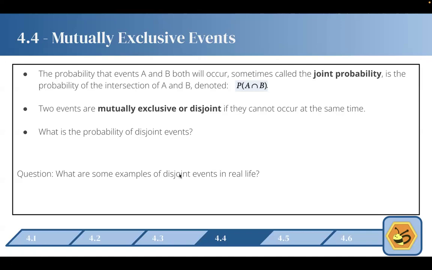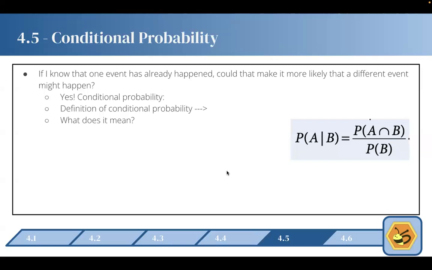All right, so let's go ahead and move to 4.5. You'll see these first couple are going to go by pretty quickly. Conditional probability. This is where it starts to get fun, right? If I know that one event has already happened, could that make it more likely that a different event might happen? And the answer is yes, right? So that's where conditional probability comes in. So what does this whole mess of a formula mean? Well, how we read it is the probability of A given B.